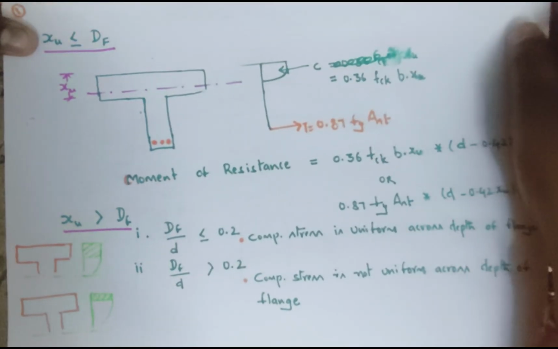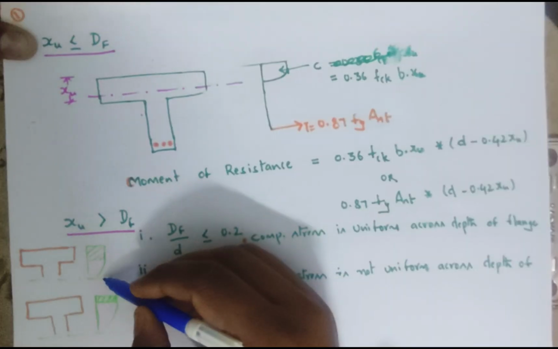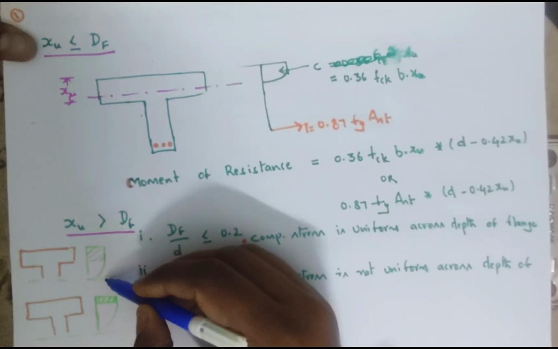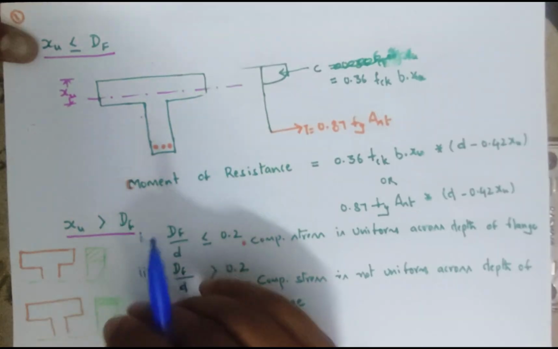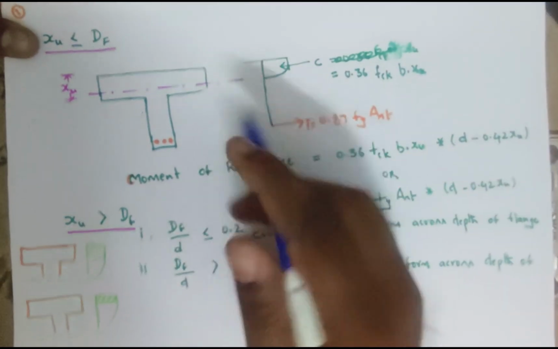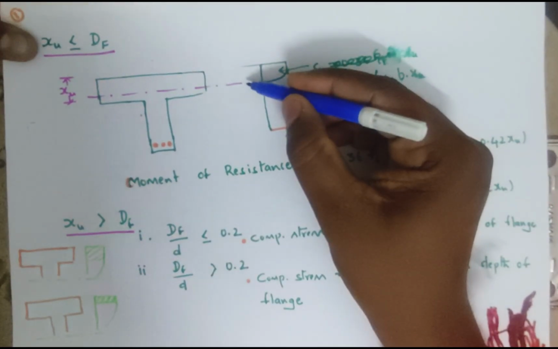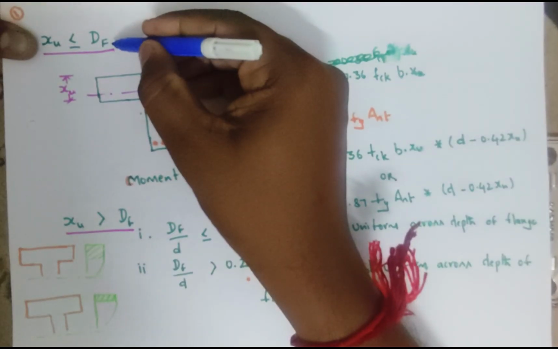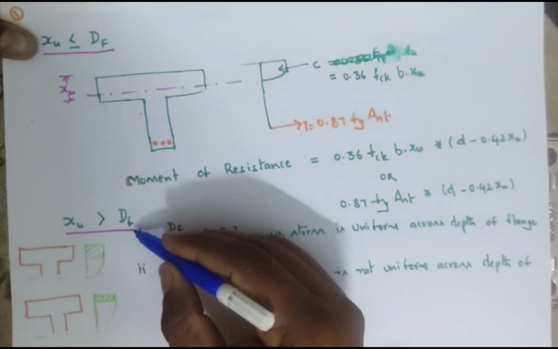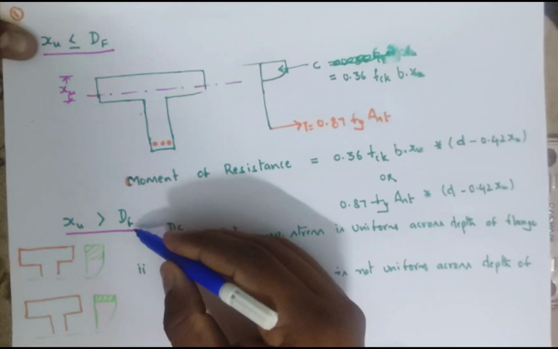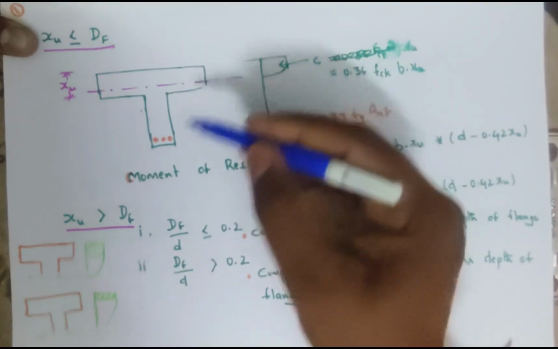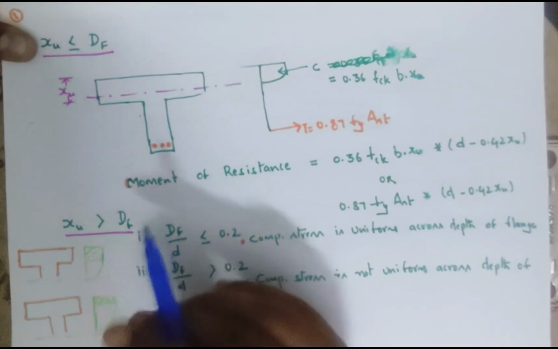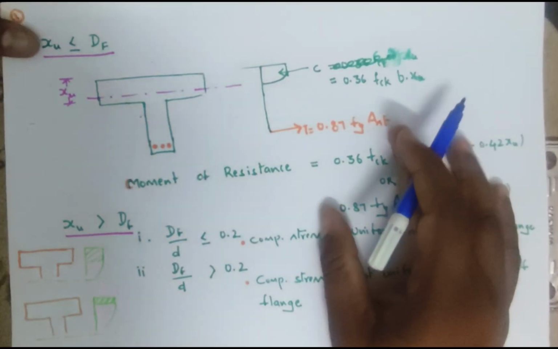Case number 2, depth of neutral axis will be outside the depth of the flange. This is case number 2, right? Case number 1, depth of neutral axis is less than depth of the flange, and in case 2, depth of neutral axis is greater than depth of the flange. It means that neutral axis is within the flange, or neutral axis is outside the flange. These are the two cases.